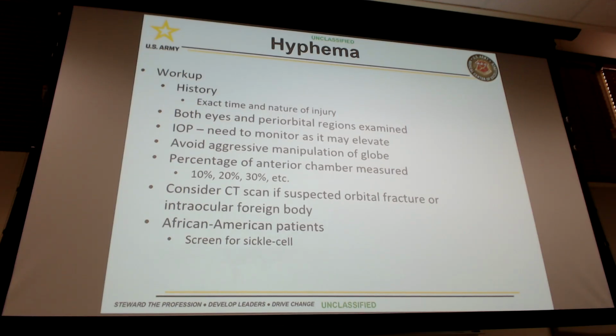The anterior chamber angle is where the aqueous drains out, and if that angle is blocked via the blood, then they can have a spike in IOP. They can potentially have traumatic glaucoma. Okay.